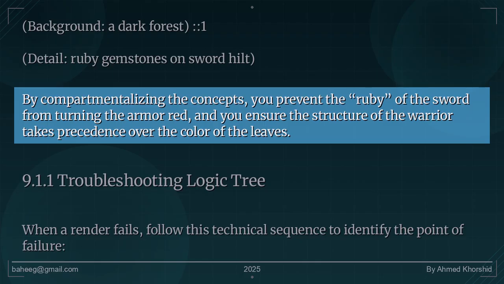By compartmentalizing the concepts, you prevent the ruby of the sword from turning the armor red, and you ensure the structure of the warrior takes precedence over the color of the leaves.